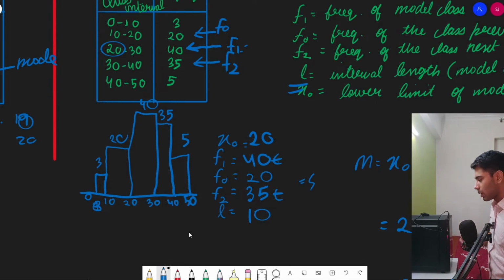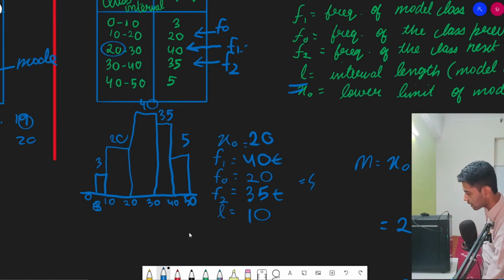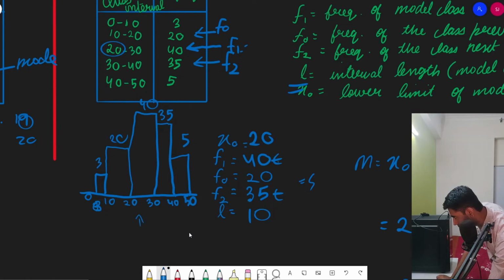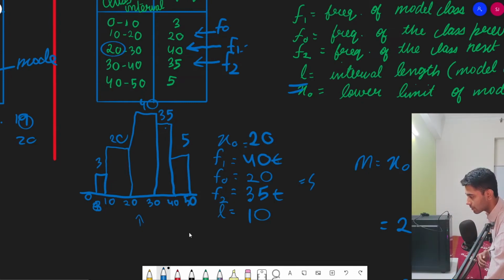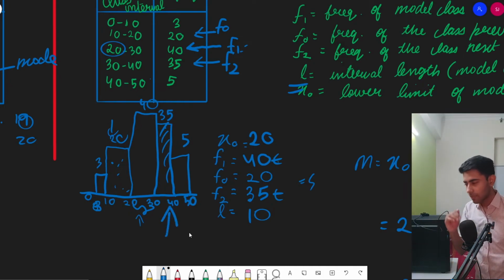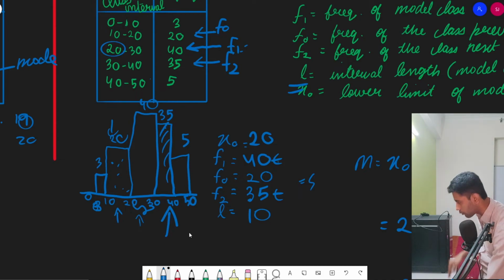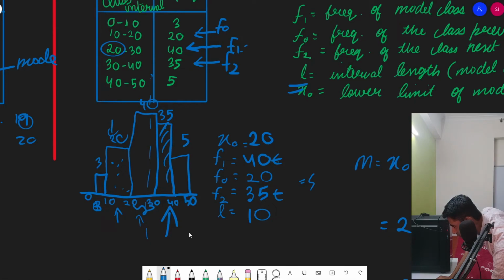Now it is obvious that my model class is going to appear somewhere near the center, because the maximum frequency is 40, so the mode has to lie somewhere here. But you can see that this bar is much taller than this one. Therefore, if my model class lies somewhere here, and since this bar is higher than this particular bar, my mode is going to shift towards the right, on the right hand side of this line.